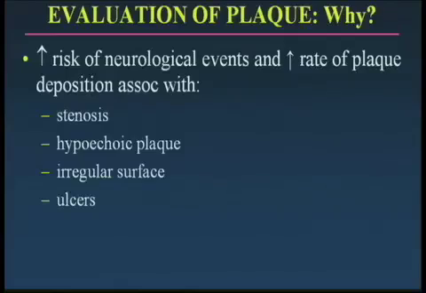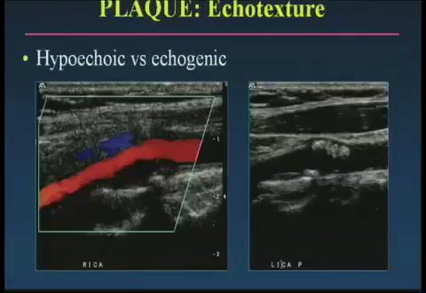And the reason that we look at all these things is that several prospective studies have shown that when there is enough plaque to cause a stenosis, if the plaque is hypoechoic, if it has an irregular surface, or if there are ulcers, this type of plaque is associated with an increased risk of neurologic events and increased rate of plaque deposition. So these are important things to recognize.